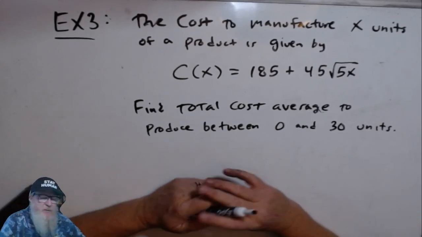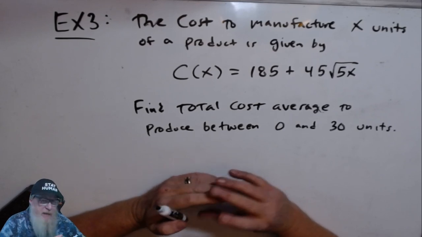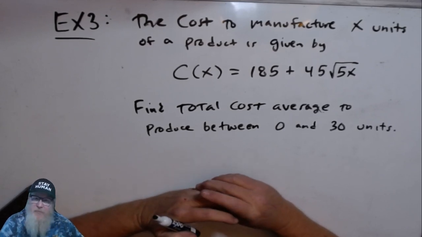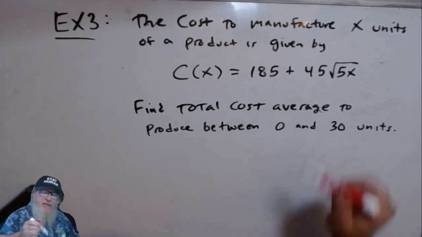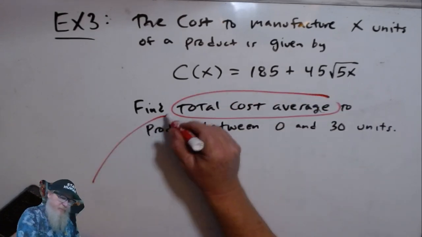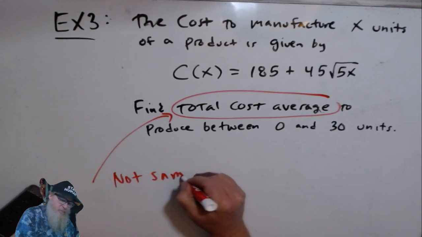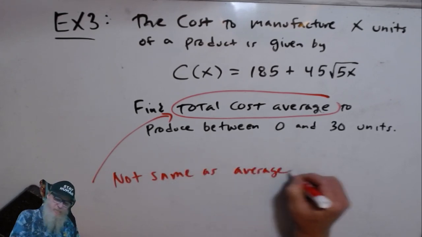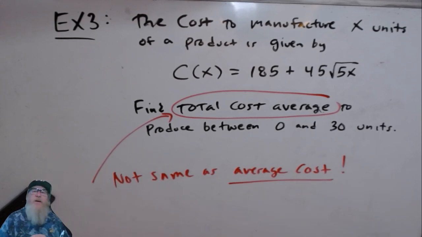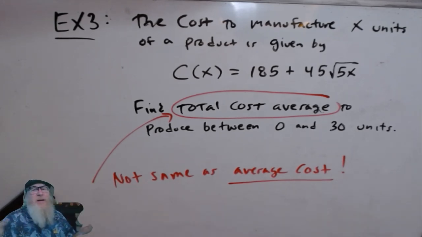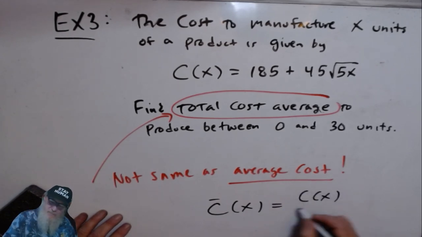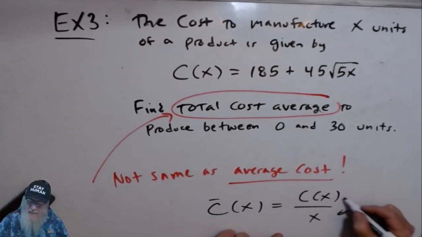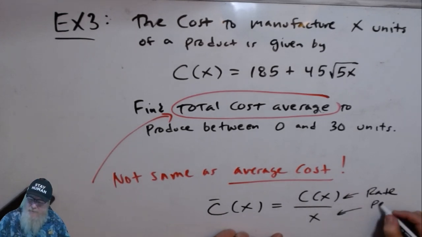Now this is going to be especially tricky for the final, because in the final you might have average cost and total cost average. This is not the same as average cost. That's very important. There might be two questions on the final that have the word average in them, and they don't necessarily mean the same thing. Average cost is this. This is a rate per unit.